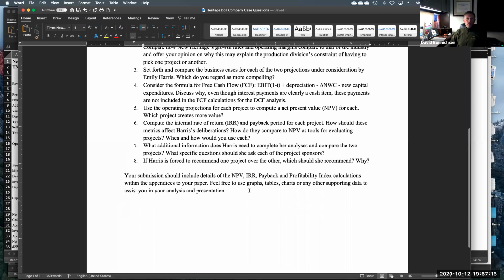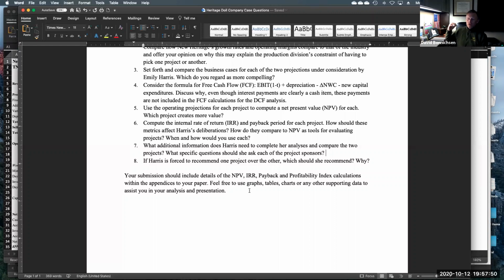Your submission should include details of your pro forma projections, and details around your NPV analysis, IRR, payback, and profitability index calculations. Put those in as appendices to your paper. And please, dear God, just try to make it pretty. I love graphs, I love charts, I love things that make me smile. If I have to read 10 pages of nothing but words, I'm going to fall off the cliff. So make it look pretty.